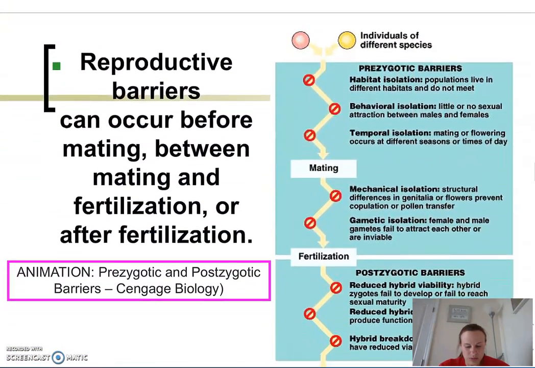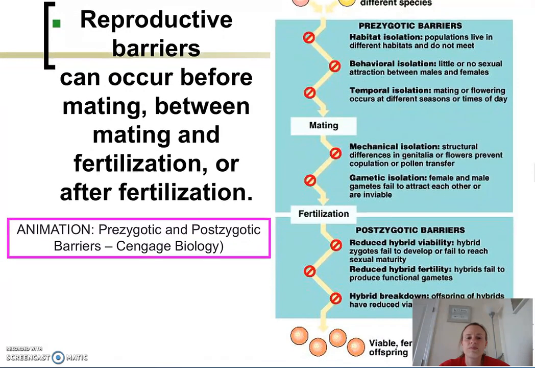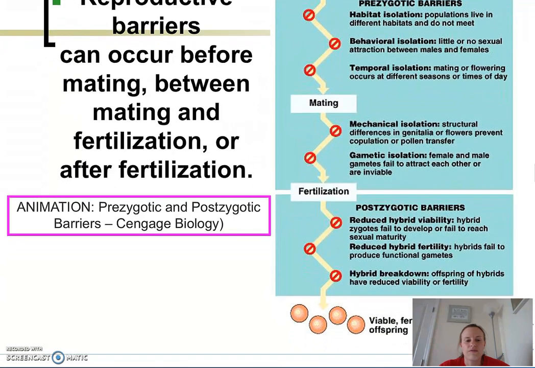So this image, which appears in your note packet, is a really nice summary of reproductive barriers, both prezygotic barriers and post-zygotic barriers, because these reproductive barriers can occur before mating, between mating and fertilization, or even after fertilization.